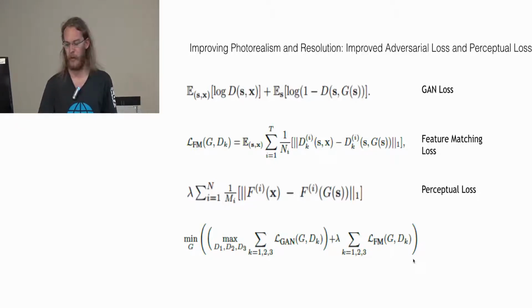And here we sum up the feature matching loss across each discriminator. The GAN loss, the same thing, the min-max game, the contributions of the three discriminators are combined together when playing the min-max game. And this lambda value controls the importance of the feature matching loss. In their experiments, they use a lambda value of 10, which places a high importance on this feature matching loss.